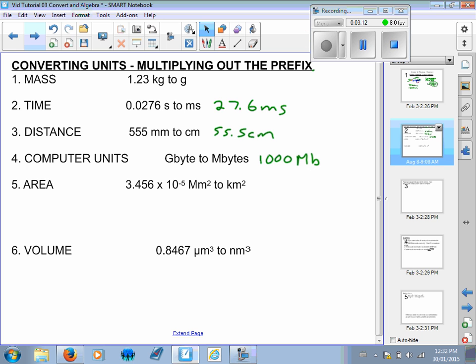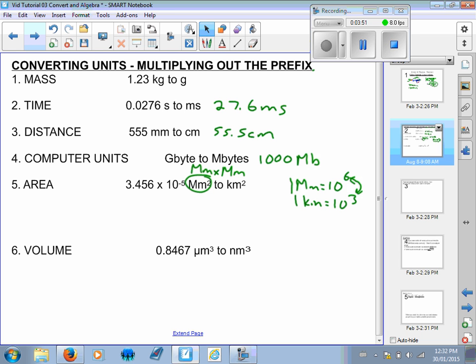Now the next one's a little more complicated. The next one talks about areas. With areas, we've got units squared. It looks complicated, but this is where our unit cancellation method can actually help a little bit. Because when we have squared, we're just going to pretend it says megameters times megameters. In other words, we have to cancel out the megameters twice. Now we know that 1 megameter is 10 to the 6 meters, and 1 kilometer is 10 to the 3. So the ratio between the two is 1,000 or 10 to the 3.